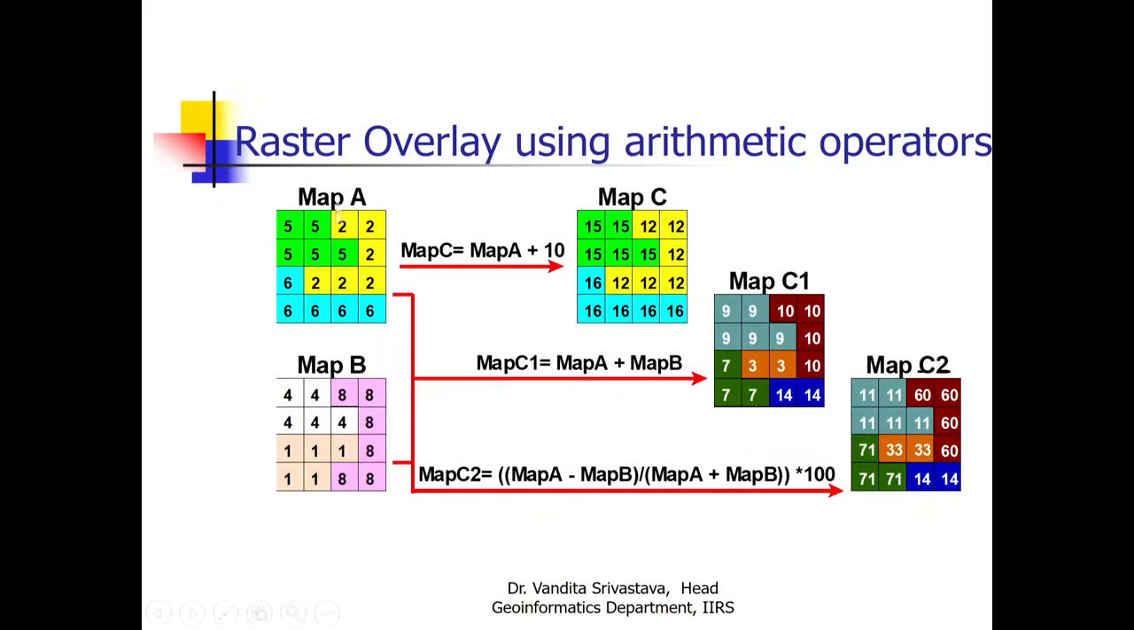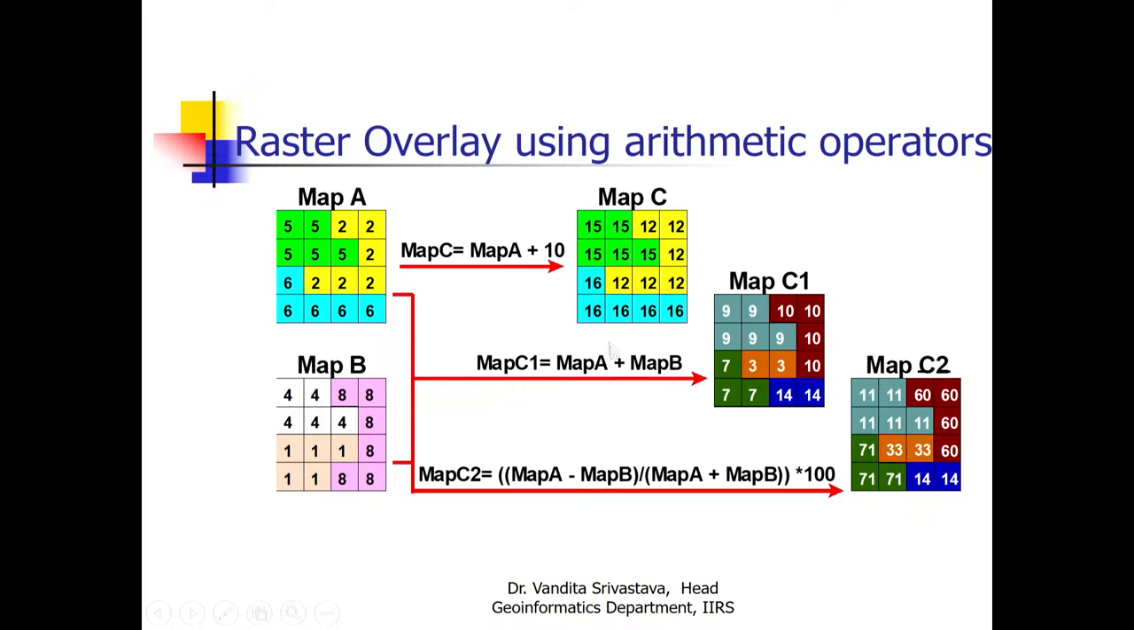Like for example, you have a map A, map B. To calculate map C, you can have just a simple operator, map A plus 10. So that is a kind of exaggeration, as we talked about in my initial class also. There we used multiplication as the operator. Here it is addition. But the effect is a little less than the multiplication, but it is also a kind of exaggeration, because each cell value is added by 10 here. So it is a local function.